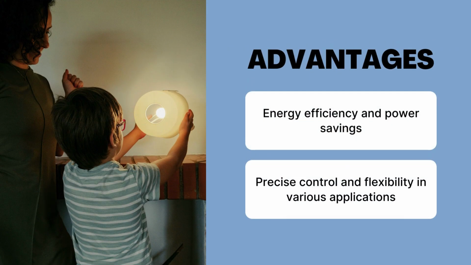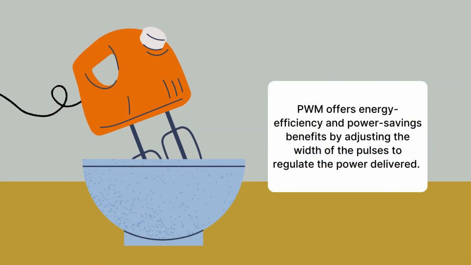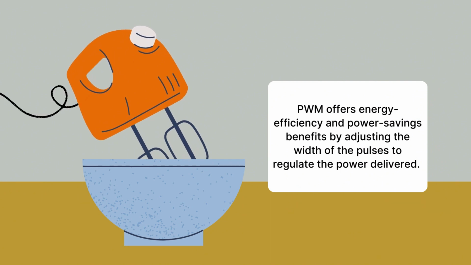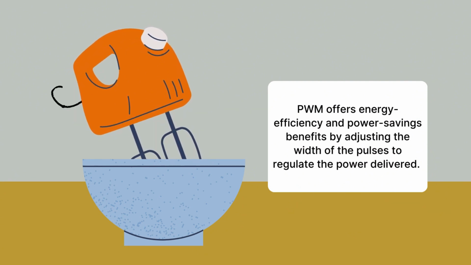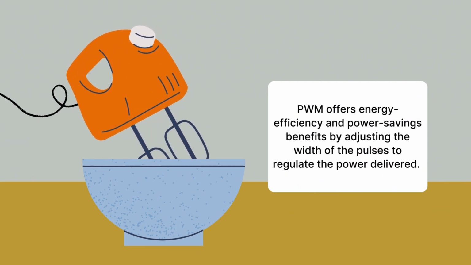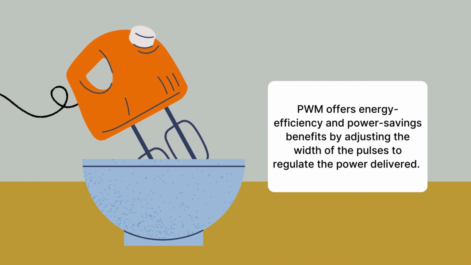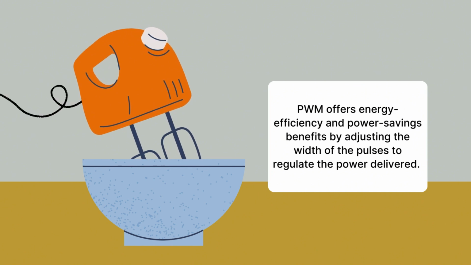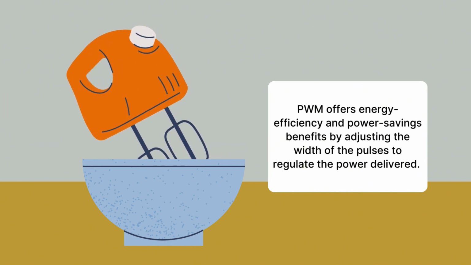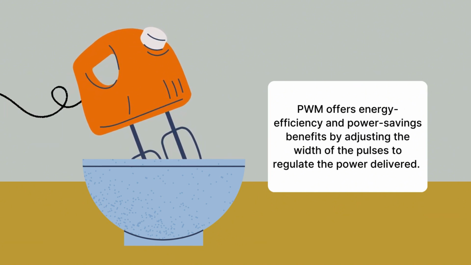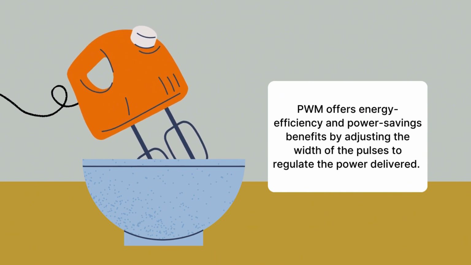The reason PWM is chosen for these applications is because PWM has these two advantages. First advantage is energy efficiency and power saving. PWM offers energy efficiency and power saving benefits by adjusting the width of the pulse to regulate the power transfer. This technique eliminates the need for energy-wasting resistors and provides power on demand.